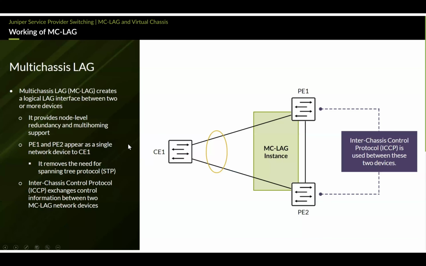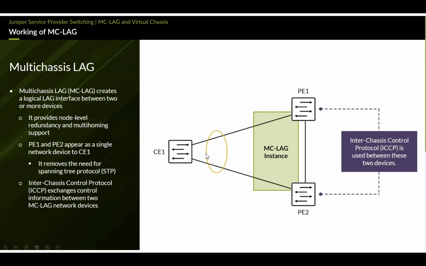MC-LAG, multi-chassis link aggregation group, or multi-chassis LAG. See the topology here. Provider router 1, P1 and P2, are connected with each other. Basically, consider P1 and P2 as switches, or you can consider MX, because MX can work as a switch or work as a router. So consider three devices working as a switch. P1 and P2 are in the provider end, and C1 is the customer end.